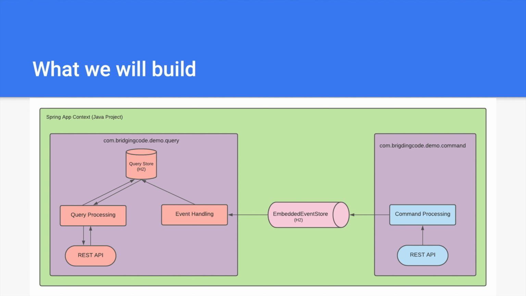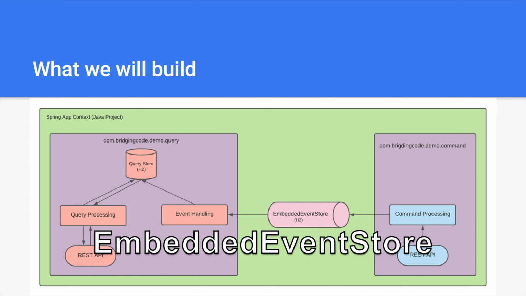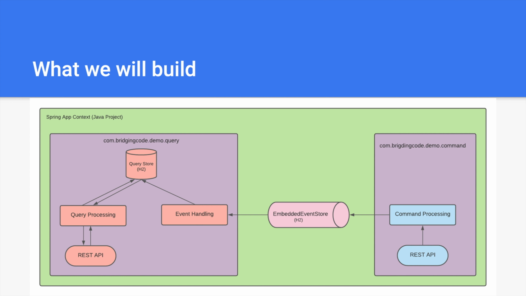From the command side, we will open up a RESTful endpoint to submit requests to create an account, to deposit to an account, and to withdraw from an account. These requests will be processed as commands and produce the respective events and allow the event store to persist these events in an in-memory storage, which is H2DB, and dispatch them over to the query side. Since we will not be using Axon server as the event store to make things simpler, the implementation that Spring Boot will auto-configure for us will be the embedded event store, which we will talk a little bit about later.